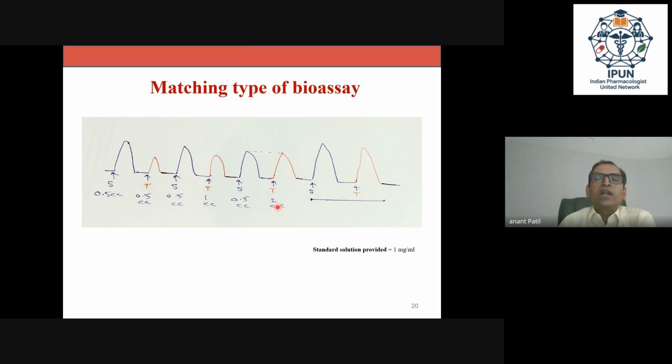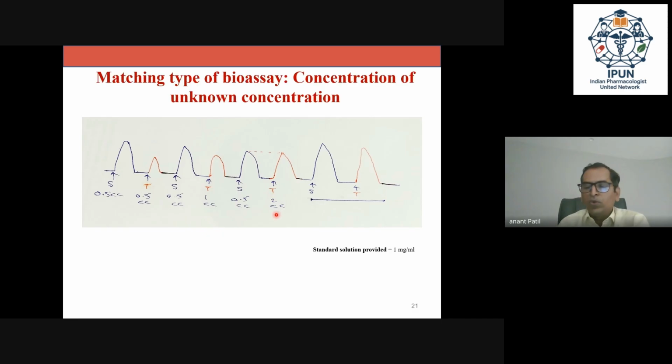Now how much would 1 cc of the test be? That is a simple calculation, so let's see what the calculation would be. 0.5 cc of my standard is equal to 2 cc of the test solution. Now I know that 1 ml contains 1 milligram, that means 1000 microgram. But I have taken 0.5 cc, so the 0.5 cc would be 500 microgram. So 500 microgram is equal to 2 cc, because this is also 500 microgram.